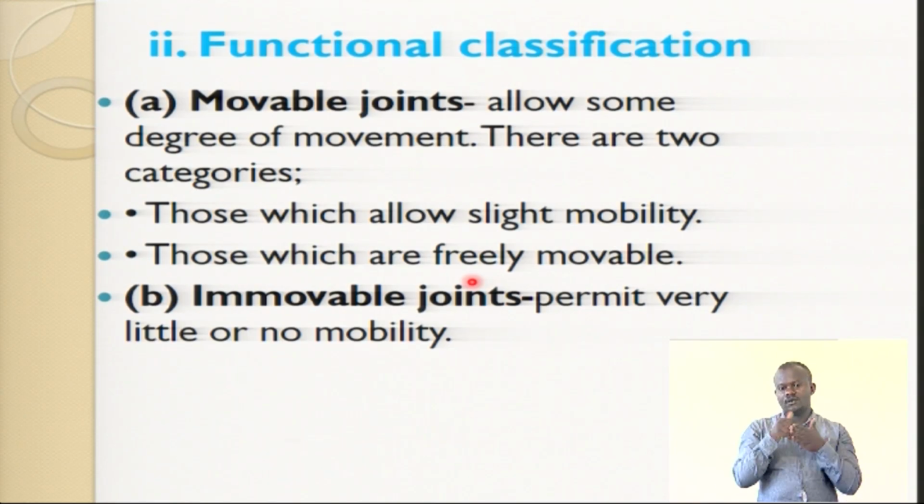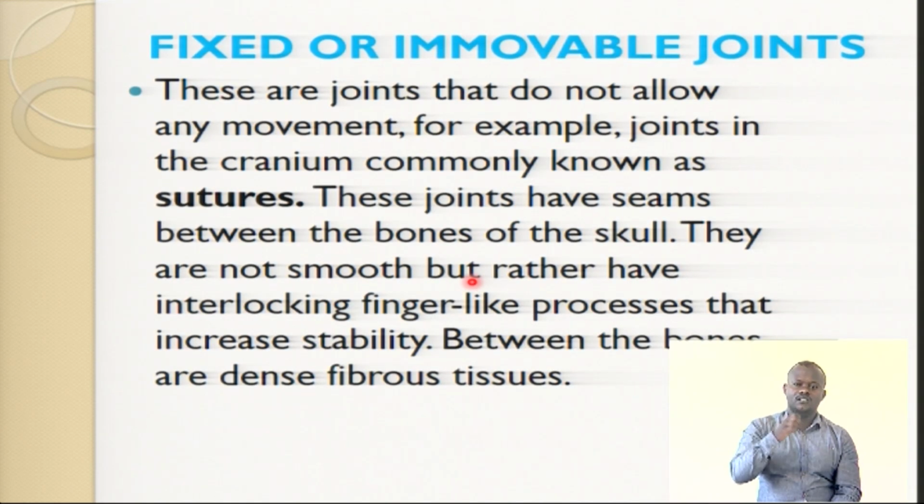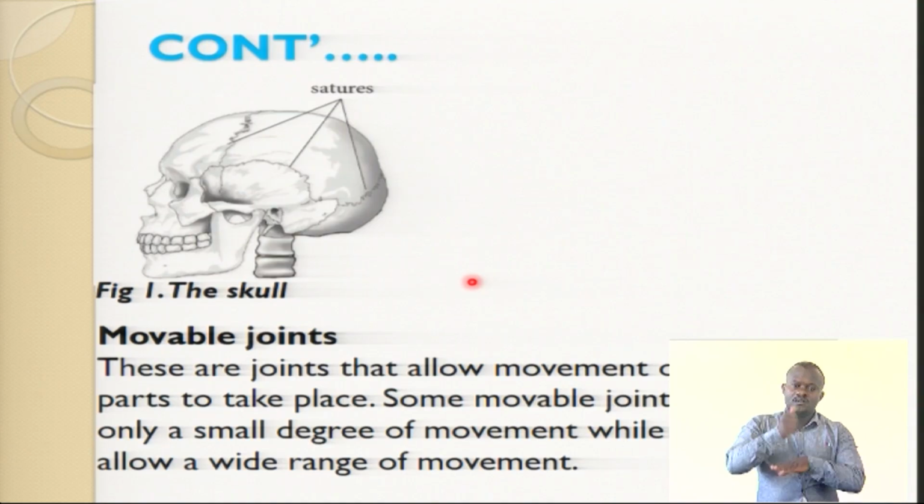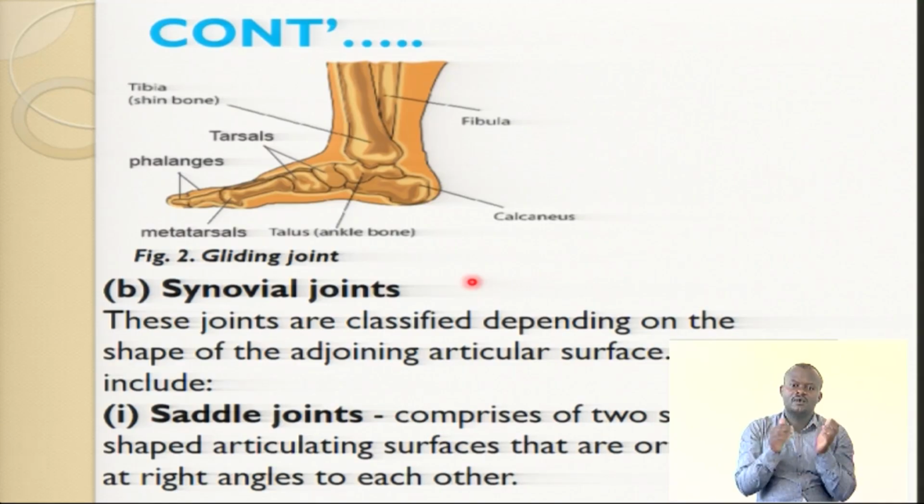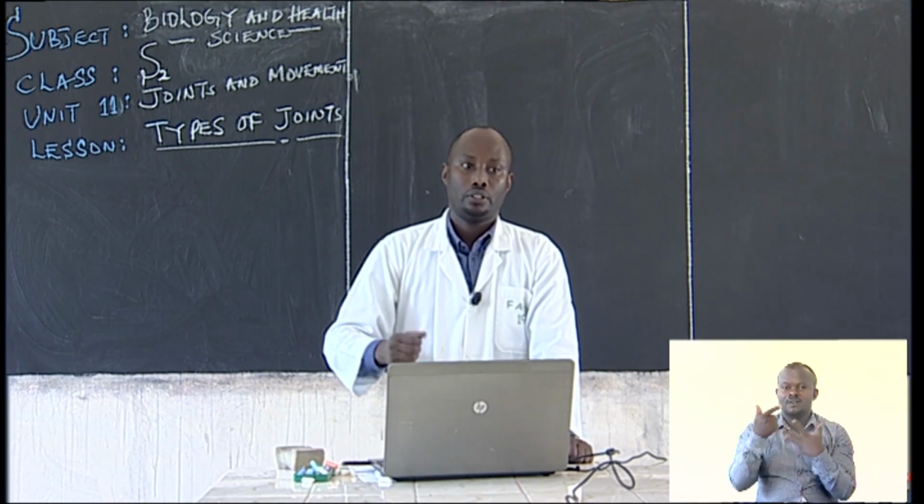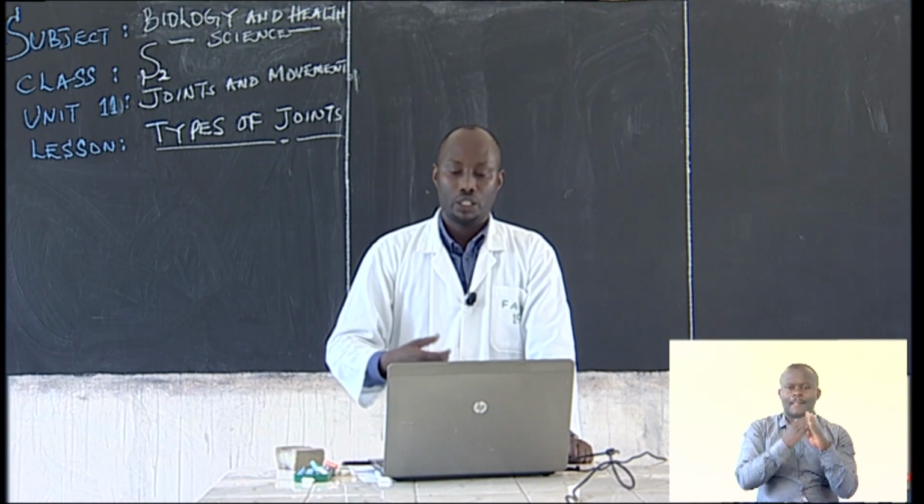So those are what we discussed, and we talked about fixed or movable joints. We talked about the joints that are found in the skull, and we talked about the movable ones. Under movable ones, we talked about the gliding joints, and also the ball and socket joints. So these are what you call movable joints: the ball and socket joint, and even the gliding joints.